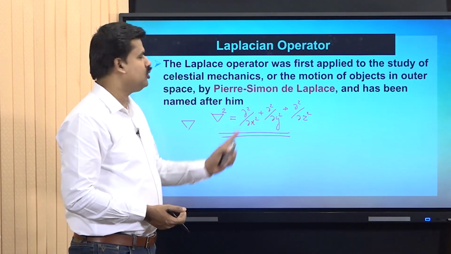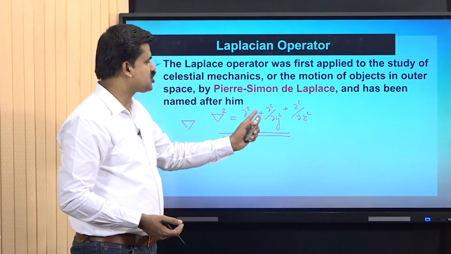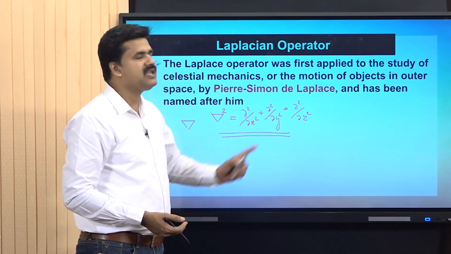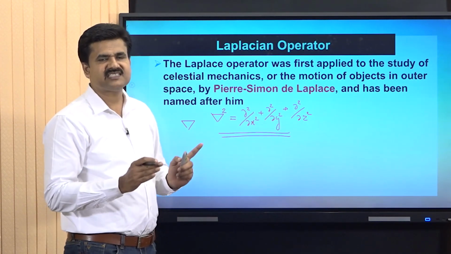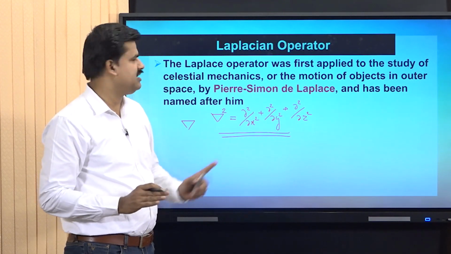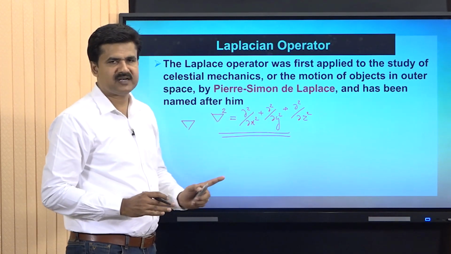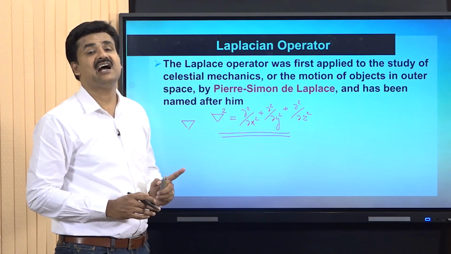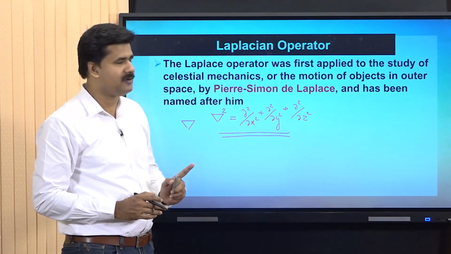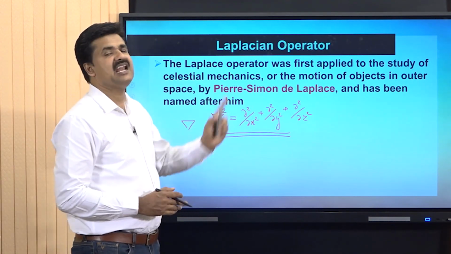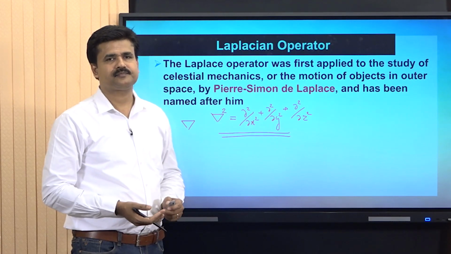Del square equal to ∂²/∂x² + ∂²/∂y² + ∂²/∂z². This is the Laplacian operator. Del square is the Laplacian operator. Del is called the nabla, N-A-B-L-A, nabla. That is about the Laplacian operator.